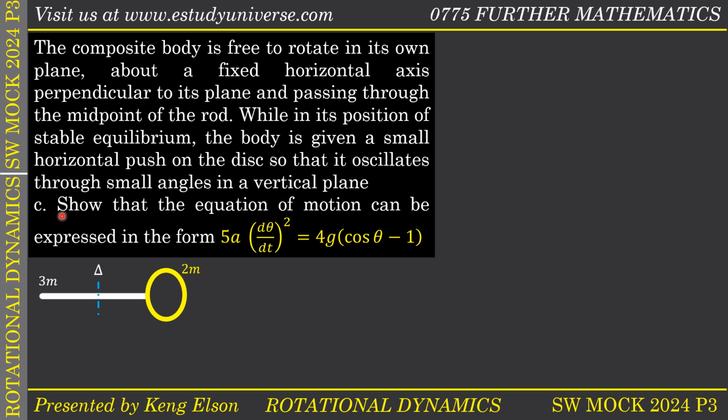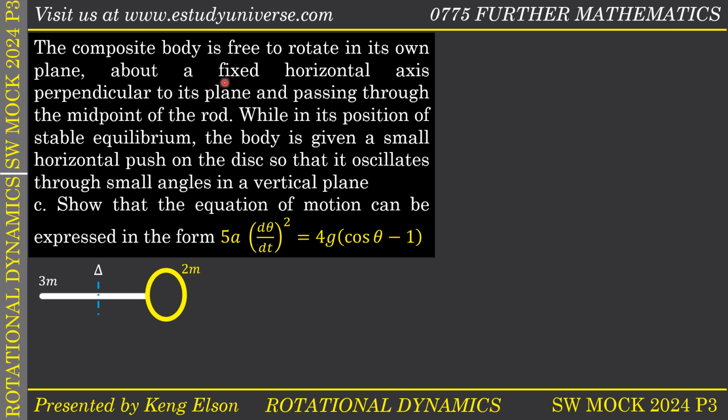Now, the C part of the question says that we should show that the equation of motion can be expressed in this form. Let's get back to the question. While in its position of stable equilibrium, the body is given a small horizontal push on the disc so that it oscillates through small angles in a vertical plane. Now we saw that theta is the angle that the disc is going to turn after a certain time t in seconds.